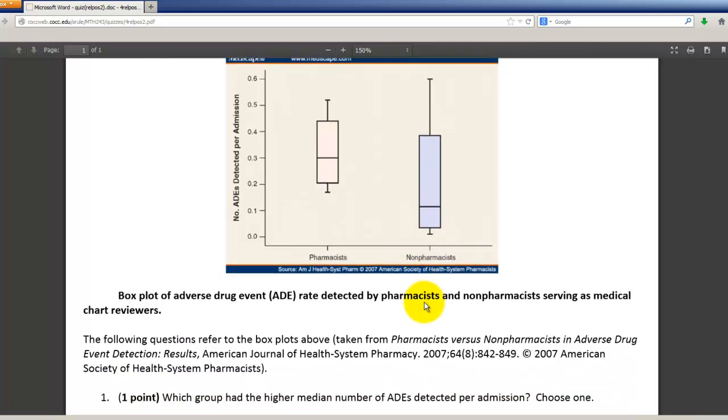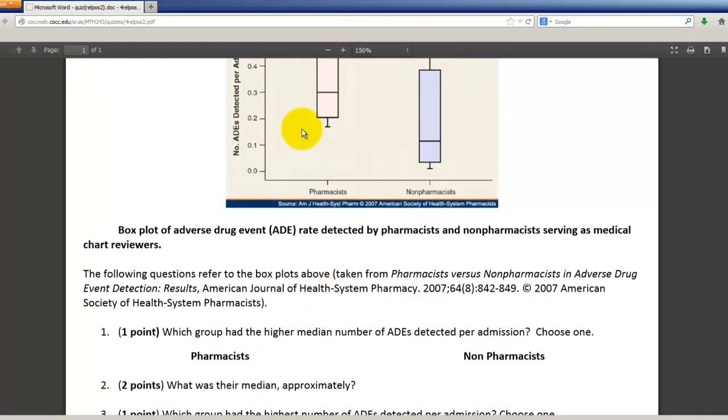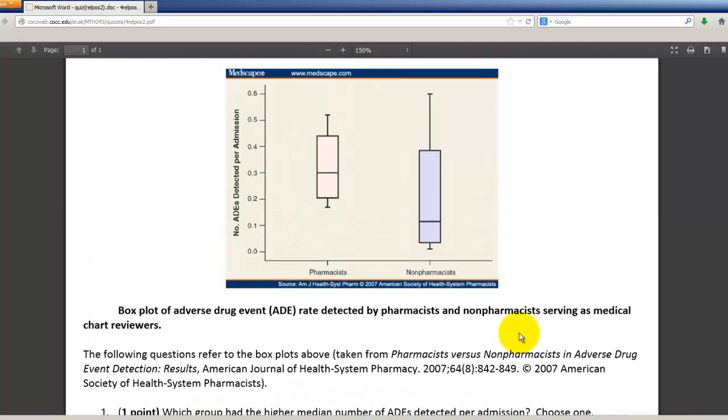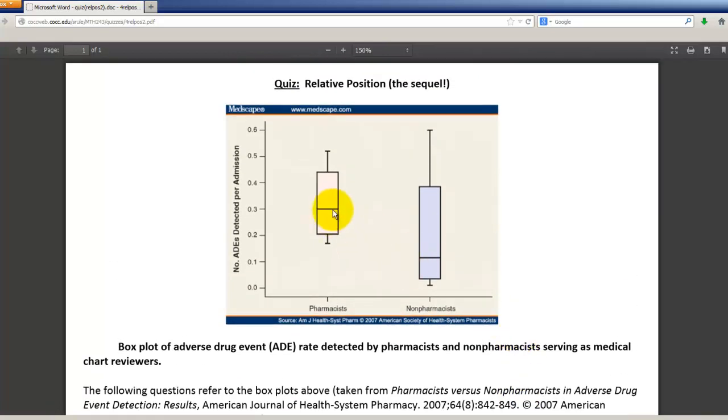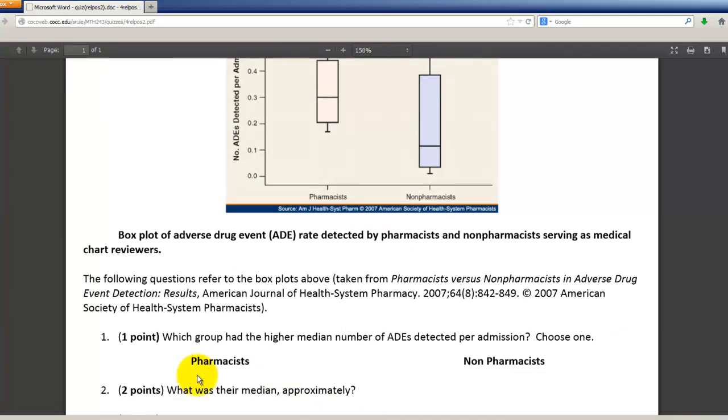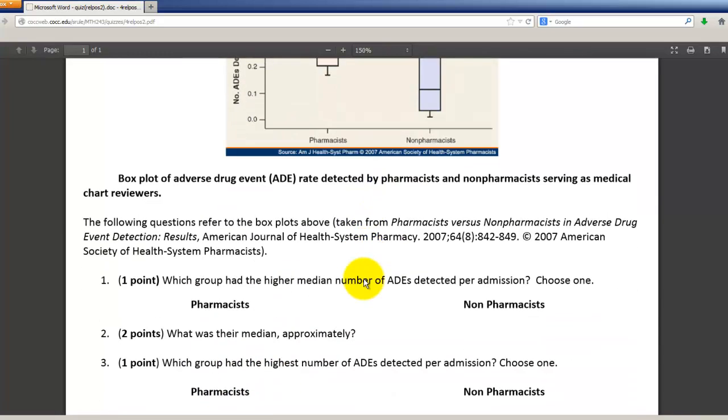So let's see what we got here. You don't actually have to understand anything about pharmacy at all to answer these questions. Which group had the higher median number of ADEs detected per admission? Choose one. Well, the median in your box plot is going to be the middle line in the box. So definitely the pharmacists. They worked up at about 0.3 per admission, and the median for the non-pharmacists was down around 0.1. And what was their median? We just said about 0.3.